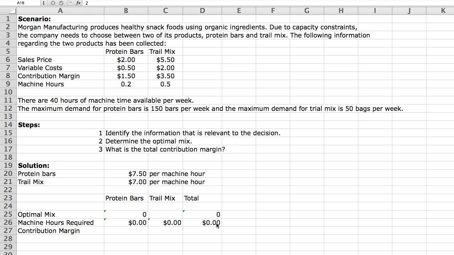So here's a table that we talk about a little bit on how to set this up. The optimal mix, you would put exactly how many protein bars and how much trail mix. The machine hours required would be the total number of machine hours when you maximize the available demand provided up here, times the machine hours it takes to make each product. The contribution margin is going to be the total sales price of the total demand less the variable cost, which gives you the contribution margin.